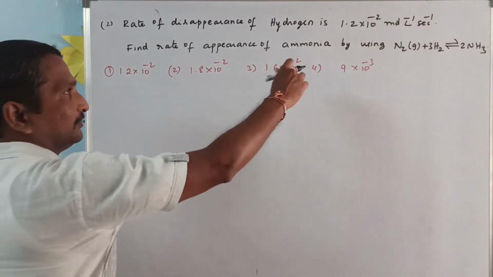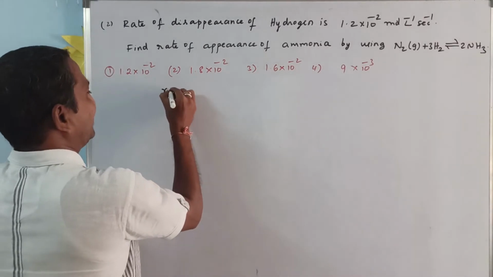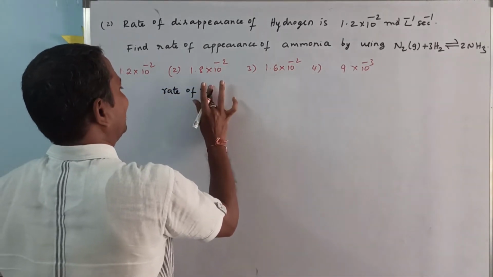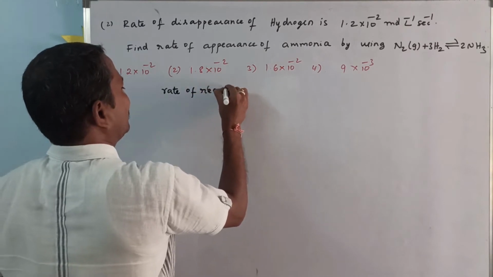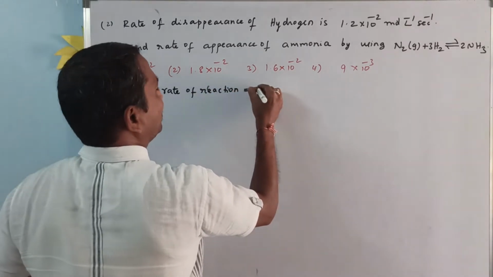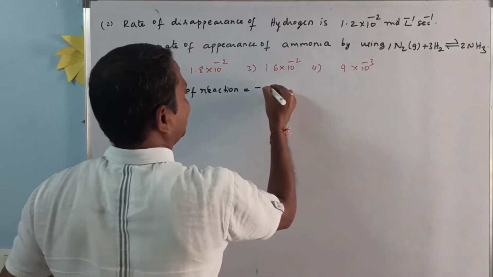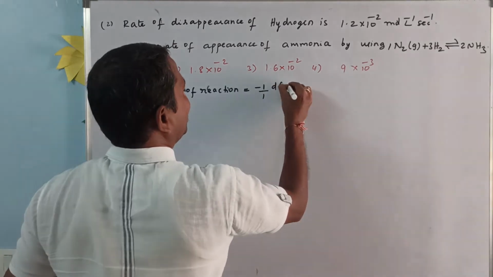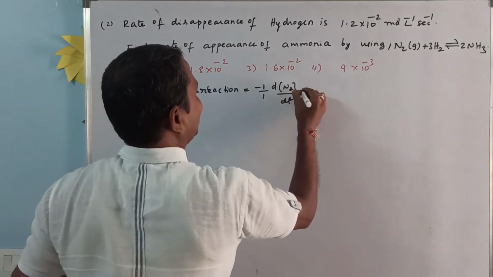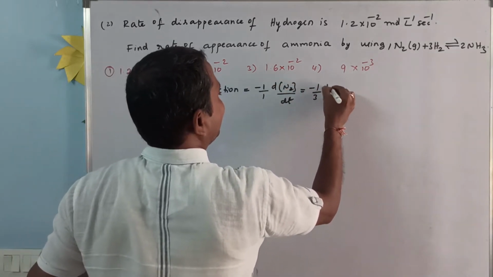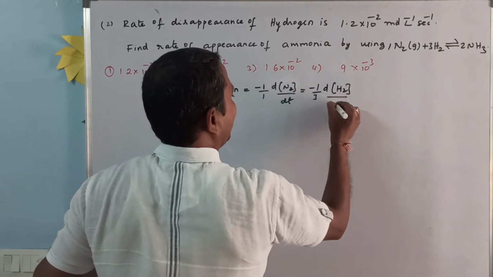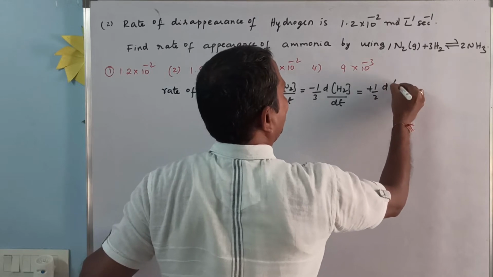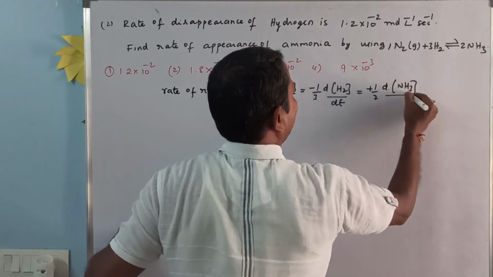First, the balanced equation is given. First, the rate of reaction. How can we write? Minus, what is the coefficient of nitrogen? 1. Minus 1 by 1, we need not write. d of N2 by dt is equal to minus 1 by 3 d of H2 by dt, which is equal to plus 1 by 2 d of NH3 by dt.